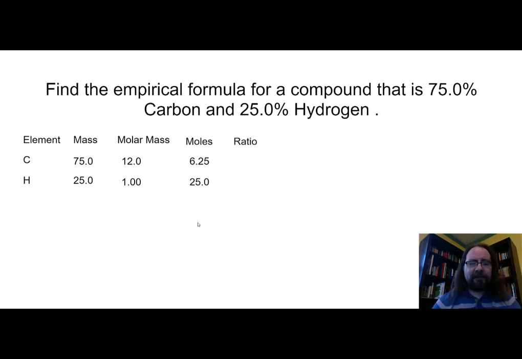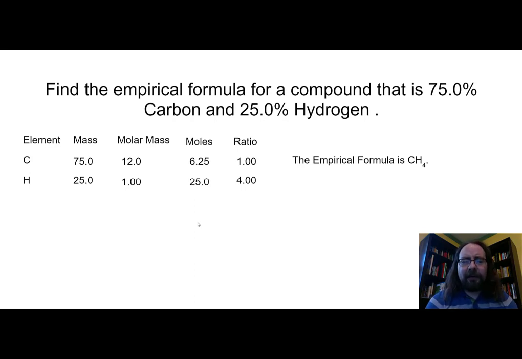So dividing both of those numbers by 6.25, obviously I'm going to get 1 here, but I'm going to get 4 here. This gives me what my empirical formula should be. The empirical formula for this compound should be 1 carbon atom and 4 hydrogen atoms, CH4, which is otherwise known as methane, which is a very fun compound.